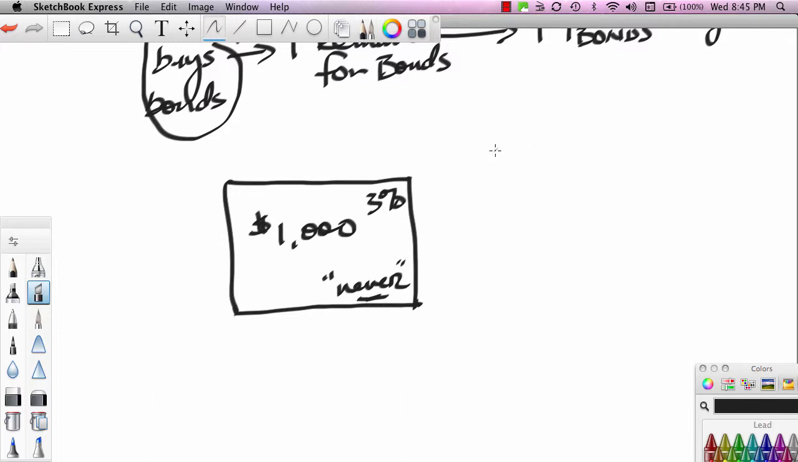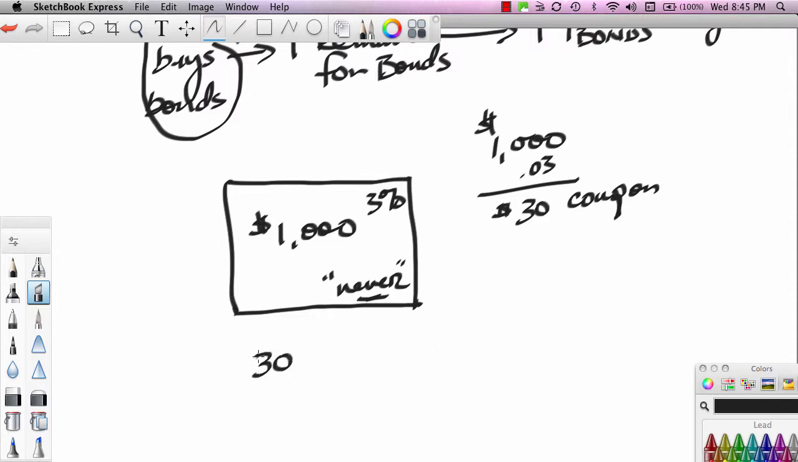Okay, now this bond is going to pay $30 a year. How do I get that? 3% of 1,000 is $30. Remember, this is called the coupon, and the coupon is simply the annual interest payment on that bond. Now, if you take the interest payment and you divide it by what the person pays for the bond, let's say the person pays 1,000 for this bond, let's say they pay face value.